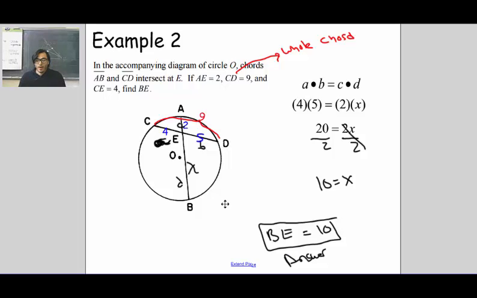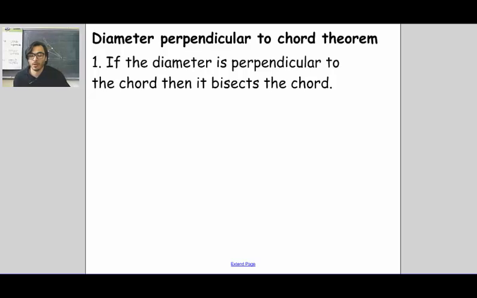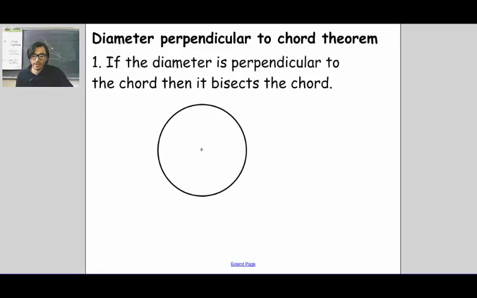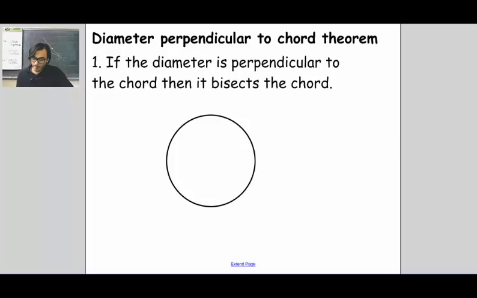All right, before I get to example 3, I got to go over another theorem real quick. And I'm going to call this the diameter perpendicular to chord theorem. And it essentially says if the diameter is perpendicular to the chord, then it bisects the chord. So let me show you what that looks like. So say you have a diameter, which is a chord also, by the way. A diameter is also a chord because it joins 2 points of a circle, right?